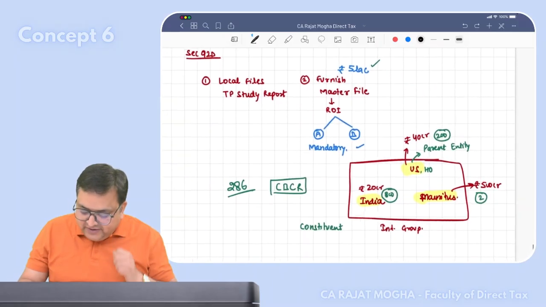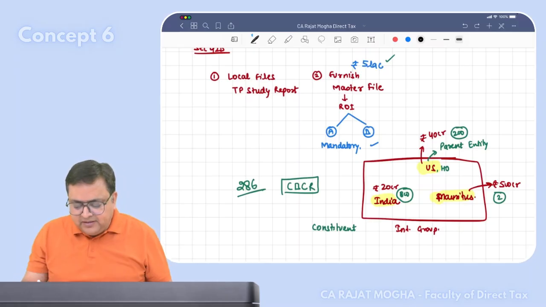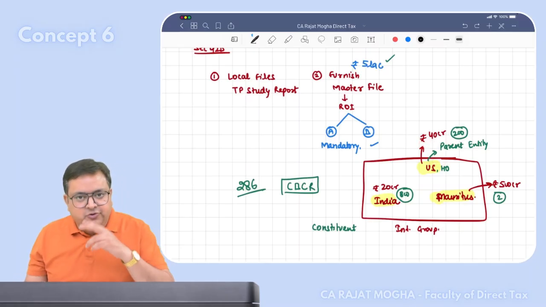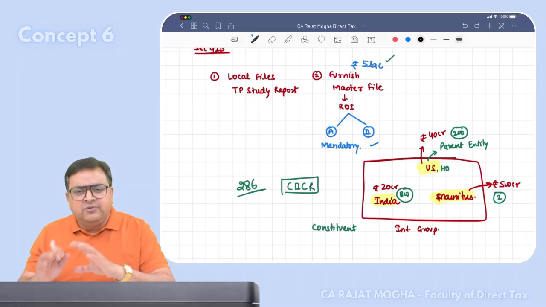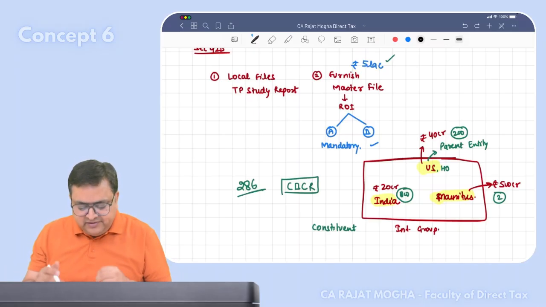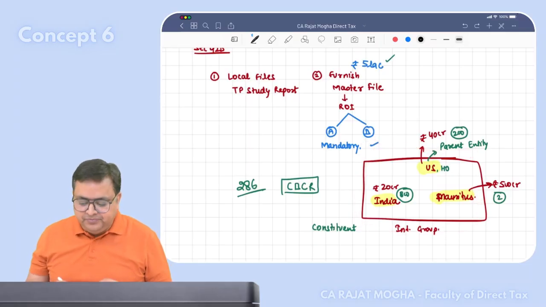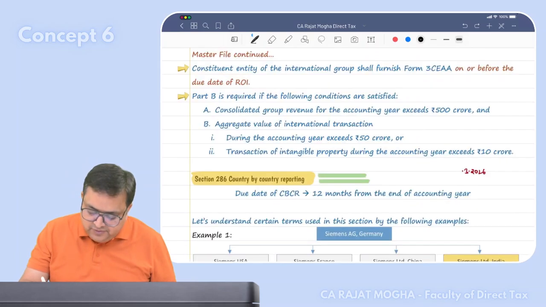So now in master file, let's say in part A, you have to give us a rough, brief idea: tell us about your international group, tell us about their revenue, right? Very, very overview, very high-level things you have to tell us, right? But if you are a big international group, then you have to furnish part B also. Understood?